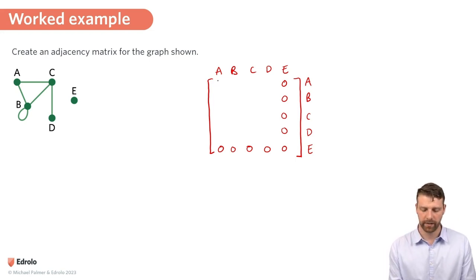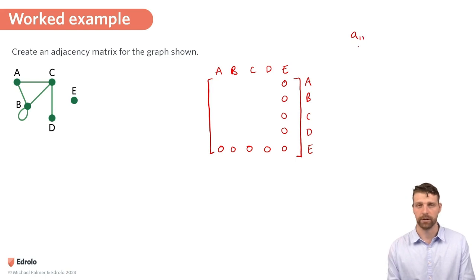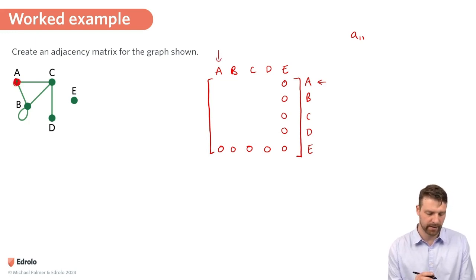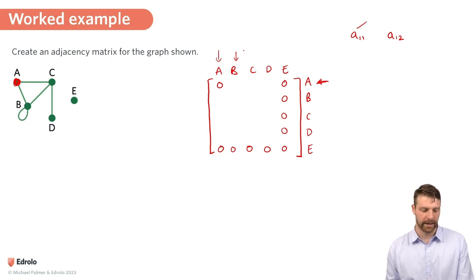So if I want to find the element A11, the first row, the first column, that's connections between A and itself. And so I look at A over here, and I can see it's connected to B and C, but it's not connected to itself. So there's no loop, I'll put a 0. The next one, let's do A12. Well, A12 is the first row and the second column. So is A connected to B? I can see that it is, and it's connected once. So I'm going to put a 1, and then I move to the next one.